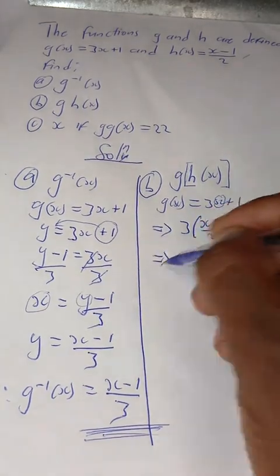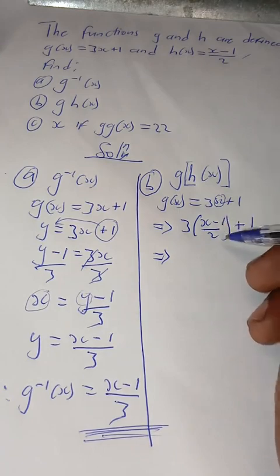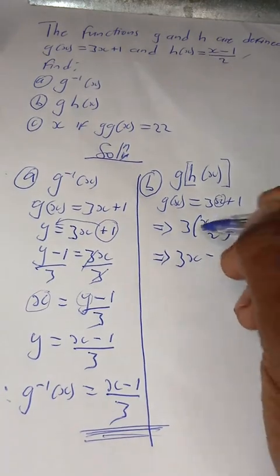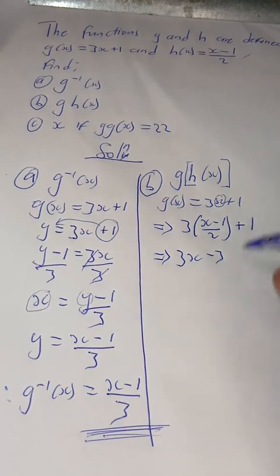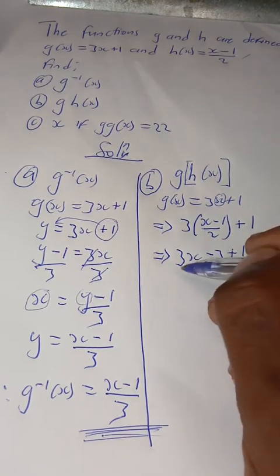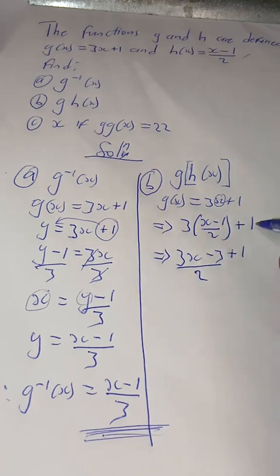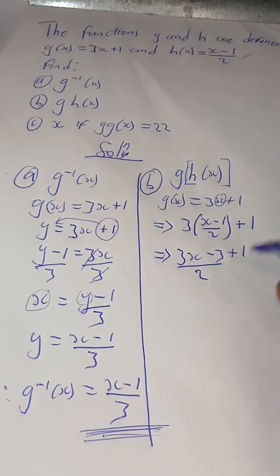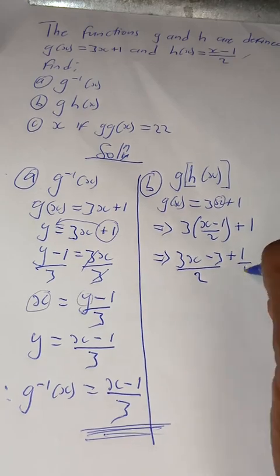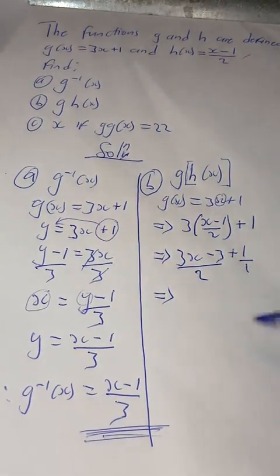This implies that we're supposed to multiply this 3 by the numerator of what is in the brackets. So we say 3 times x, we have 3x, minus 3 times 1, we have negative 3, plus 1. This is divided by 2. The part which is divided by 2 is only this one, not including the plus 1. Now we make this 1 a fraction, for us to be able to add. All right, now we have two fractions.